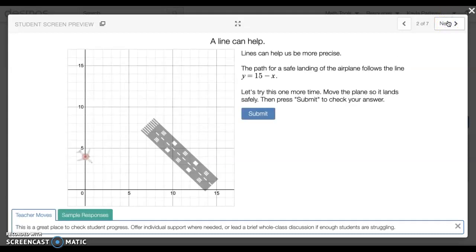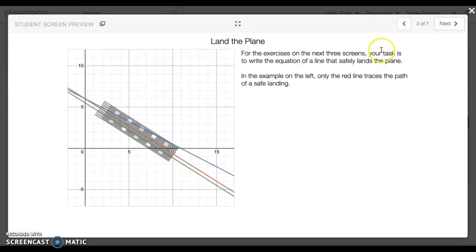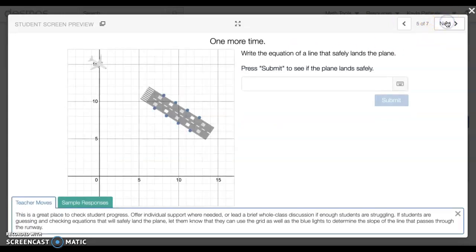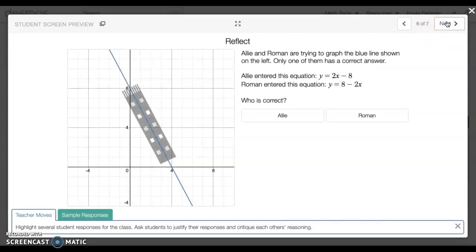Throughout this activity, they will be using equations to land the plane correctly, or developing their own equations to line up the plane correctly. And it will also provide myself with feedback and the students with feedback if they answer a question incorrectly.